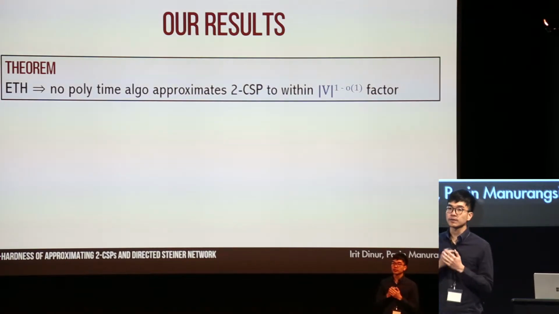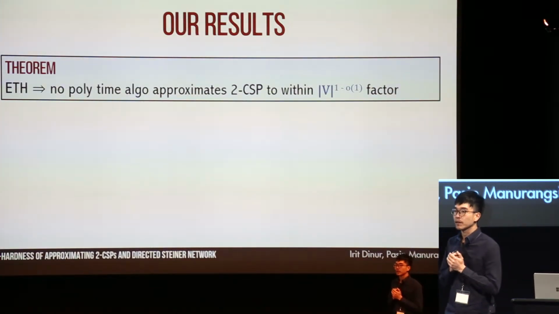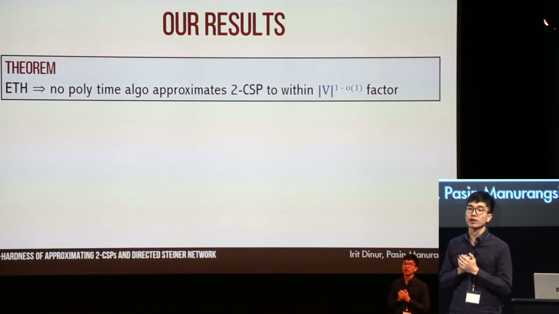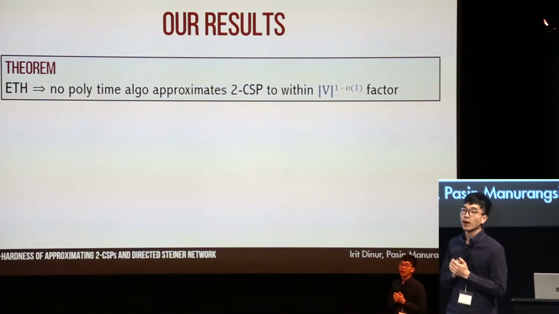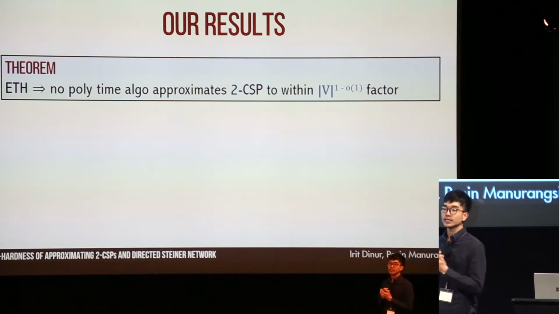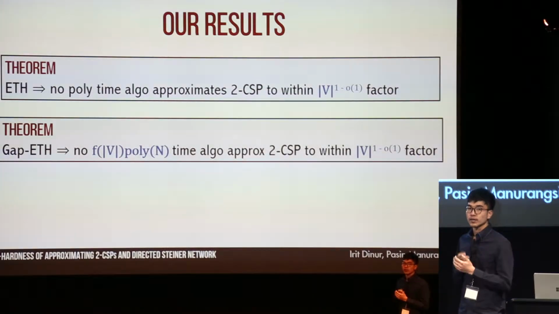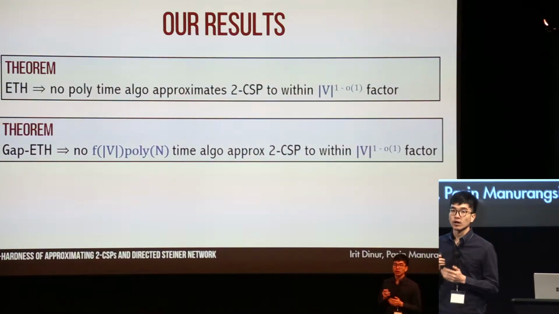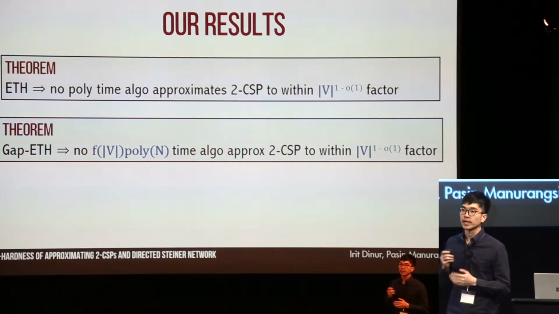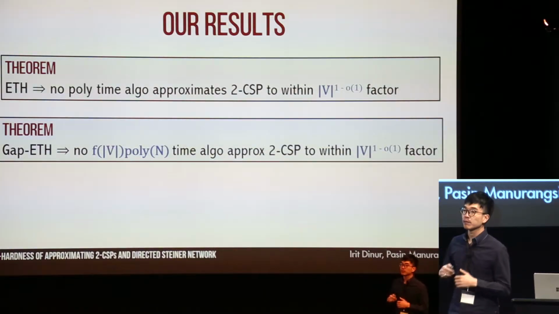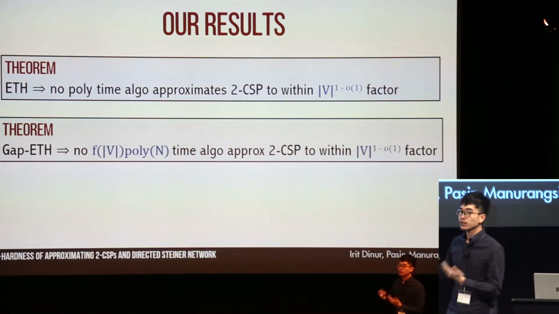Our results show that if we assume the exponential time hypothesis, or ETH, then 2CSP is hard to approximate to V to the 1 minus little o(1) factor. So this is not only polynomial, but almost linear factor. And if we assume gap ETH, which is stronger than ETH, then we can rule out not only polynomial time algorithms, but parameterized algorithms where the parameter is the number of variables. So this is indeed what Greg said earlier.